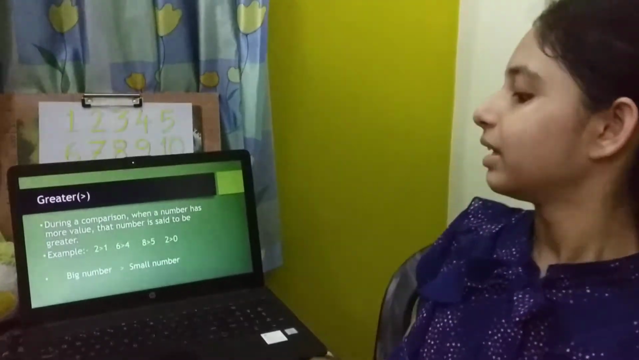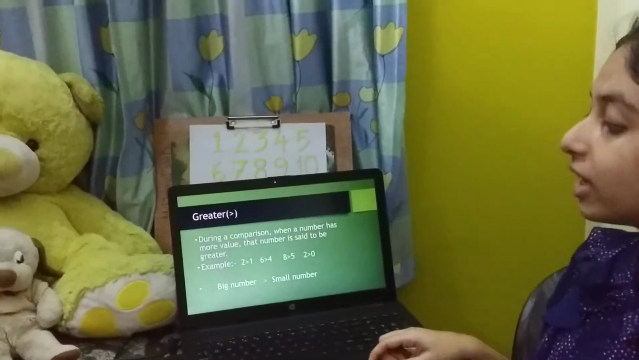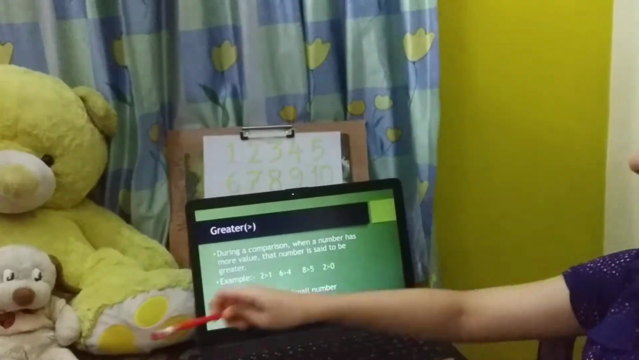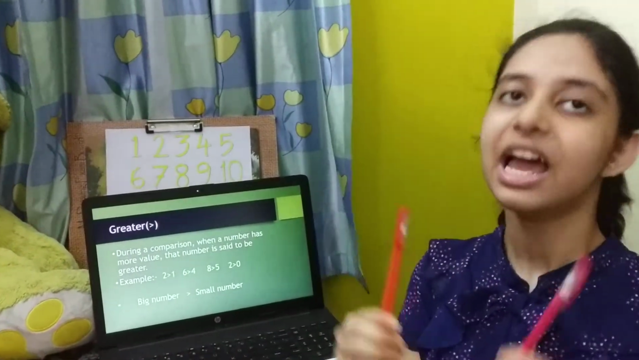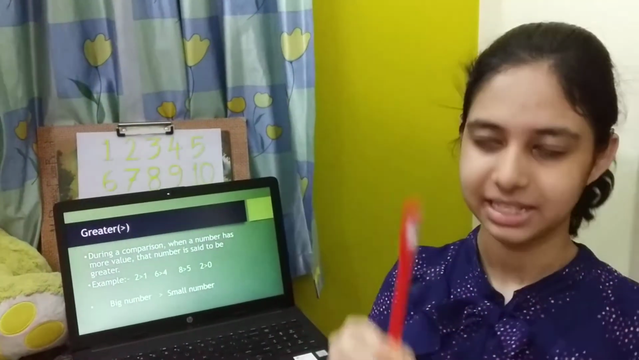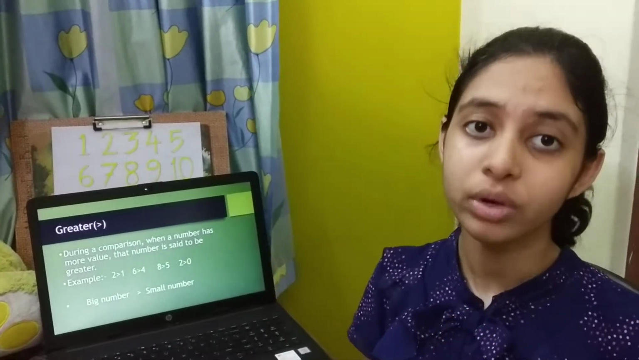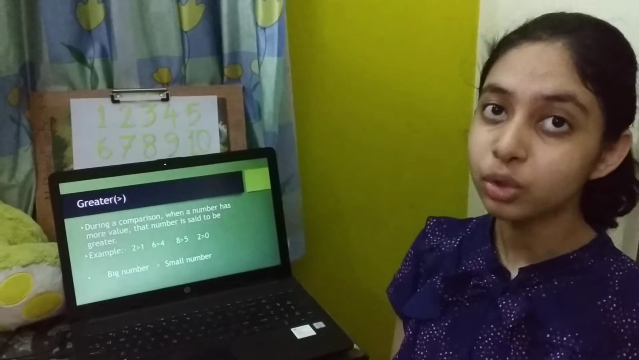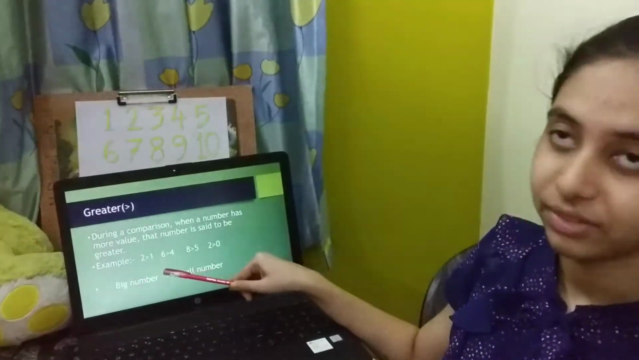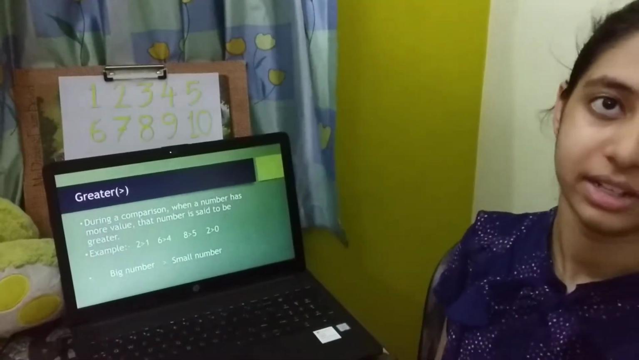So let's take an example of 2 and 1. So we know that 2 can be represented like this and 1 can be represented like this. So we know that 2 is more than 1. So we can say that 2 is greater than 1. 2 is greater than 1.